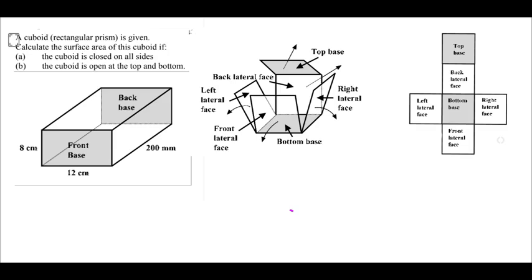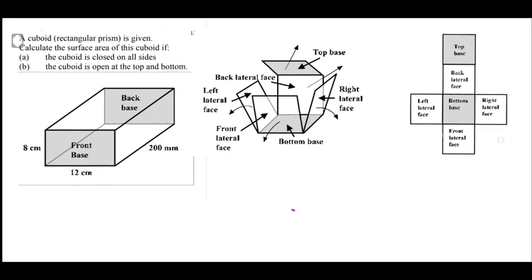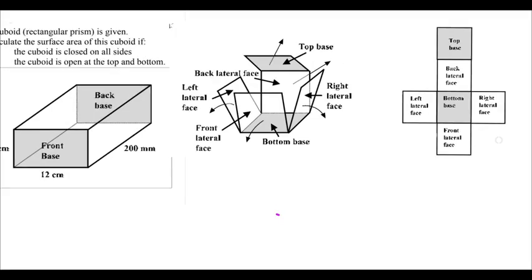A cuboid, a rectangular prism, is given. Calculate the surface area of this cuboid if the cuboid is closed on all sides, and the second question is if the cuboid is open at the top and bottom. Also I'm going to show you how to find the volume of the cuboid. This is a rectangular prism, and we're going to find the volume as well.